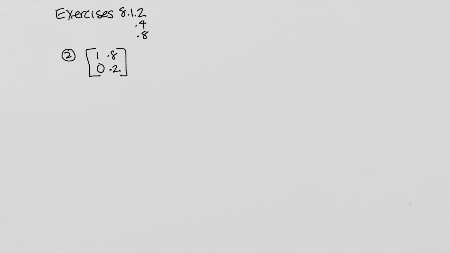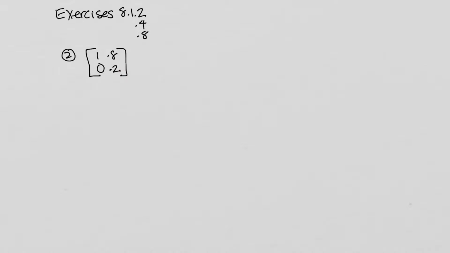Okay, here we are in section 8.1, and this is on Markov processes, Markov chains, and we're talking about transition matrices. And we've got this transition matrix in problem number 2. And here's the question: determine whether or not it is stochastic.